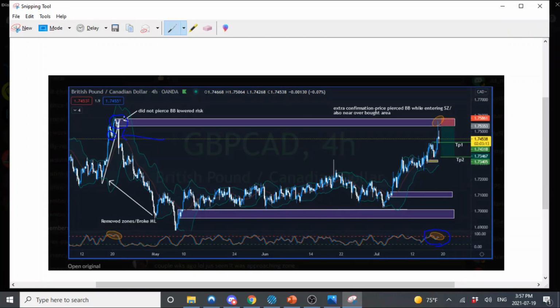So he took that from me, but then he started adding his own little nuance to it, which is great. It's fantastic. He's getting good results and he's only been in here for 2 months, right? The whole goal is to be consistently profitable in 90 days. So what did he say? Extra confirmation: price pierced the Bollinger Band while entering a supply zone near an overbought area. So yeah, exactly like I said. And it looks like he took profit here at 1 to 1. And I think he's still holding his take profit till down here.